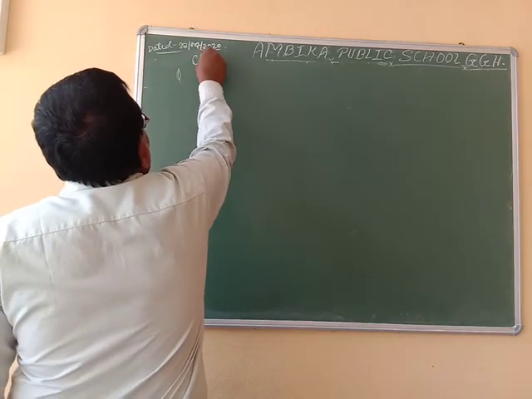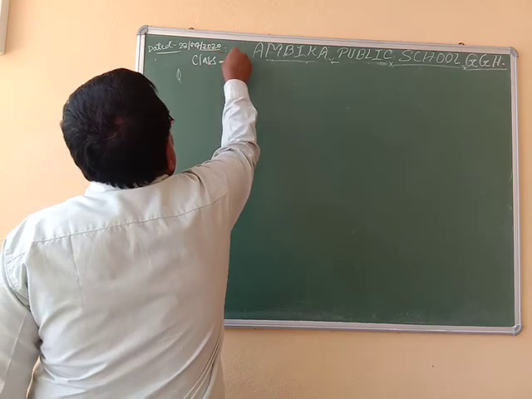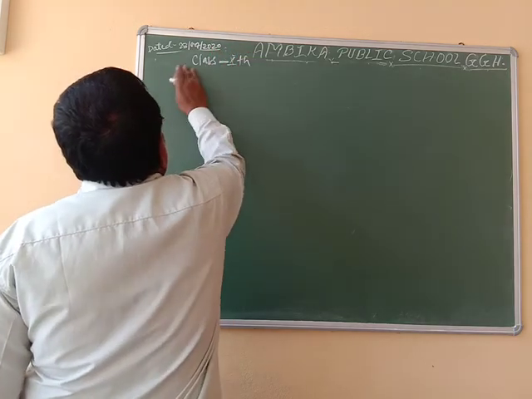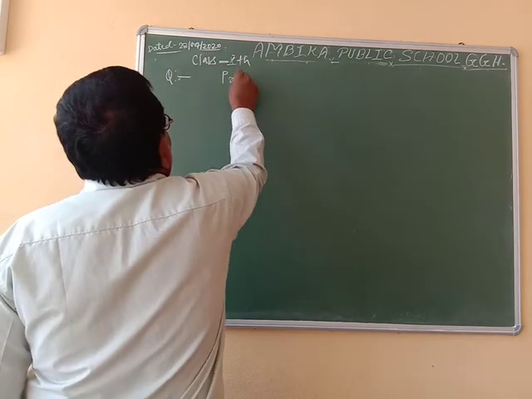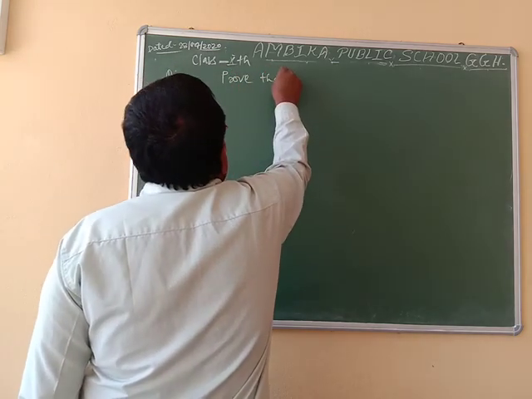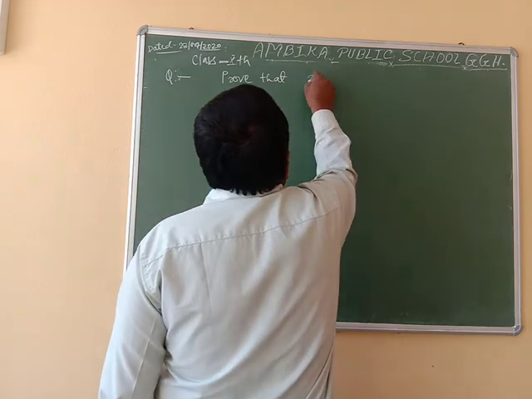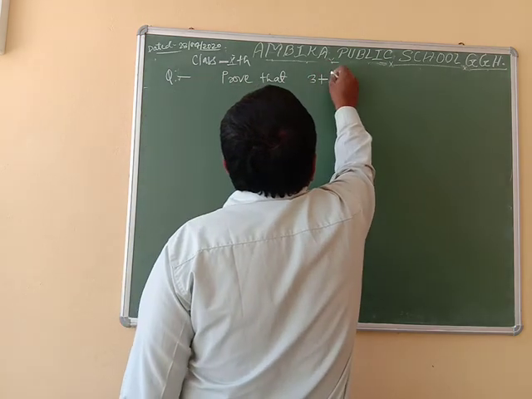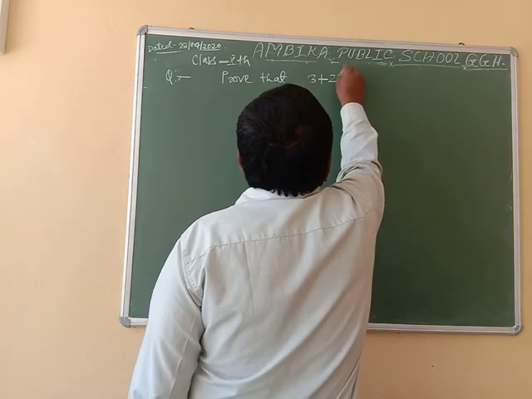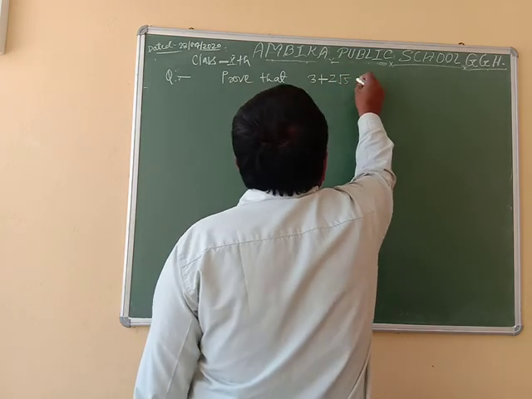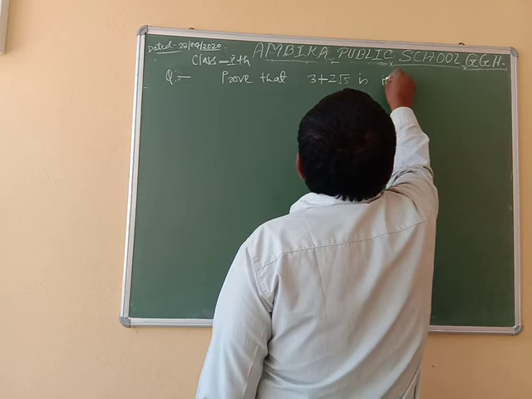Question. Prove that 3 plus 2 root 5 is irrational.